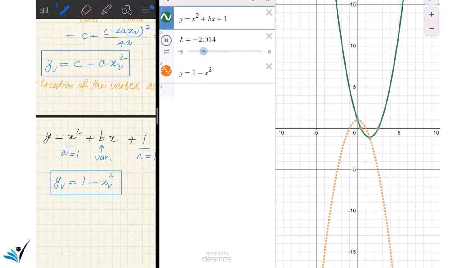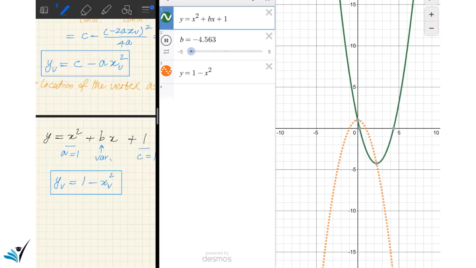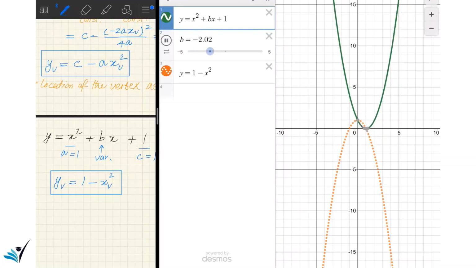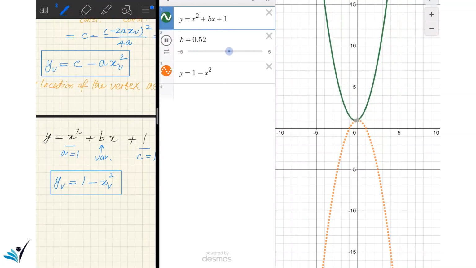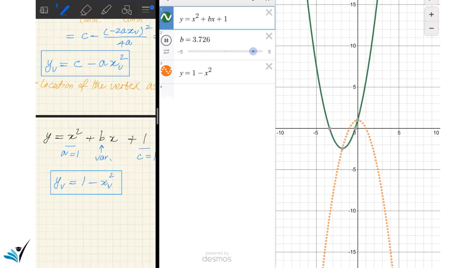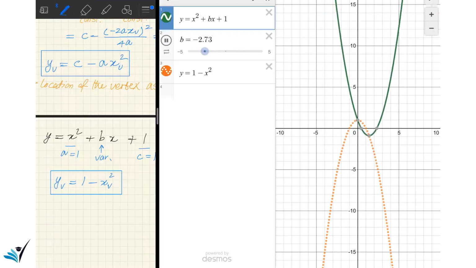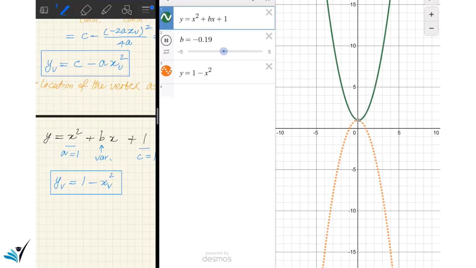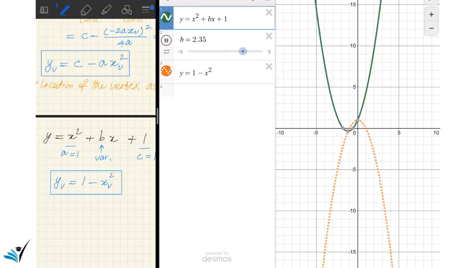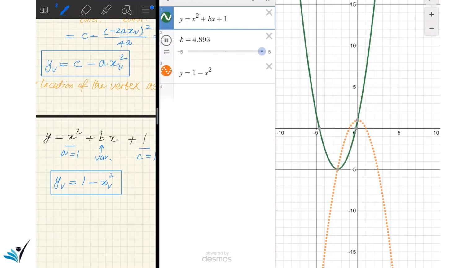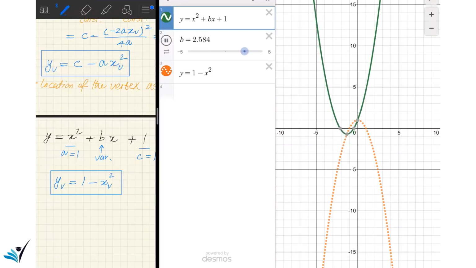So we can conclude that the effect of the constant b on the shape of the parabola is changing the position of the vertex of the parabola. Unlike the constant a, changing the constant b doesn't change the direction of the parabola, it only changes the location of the vertex of the parabola.